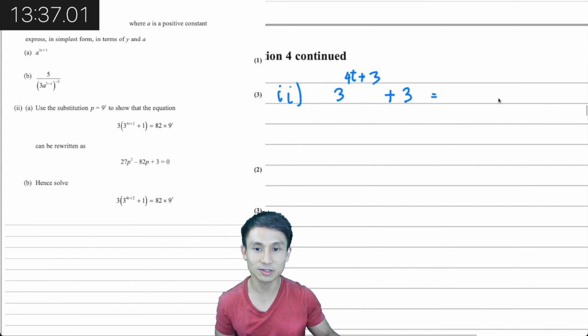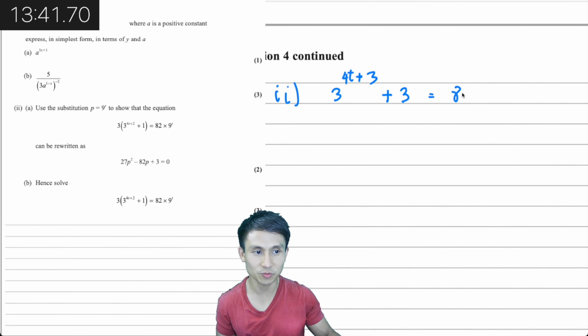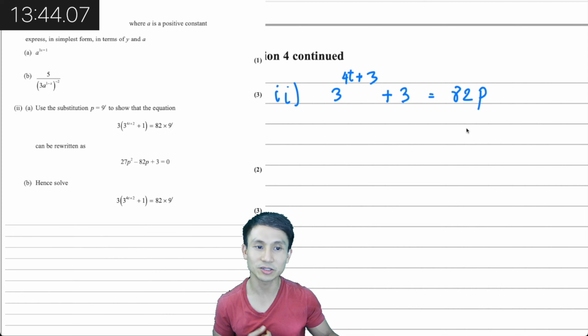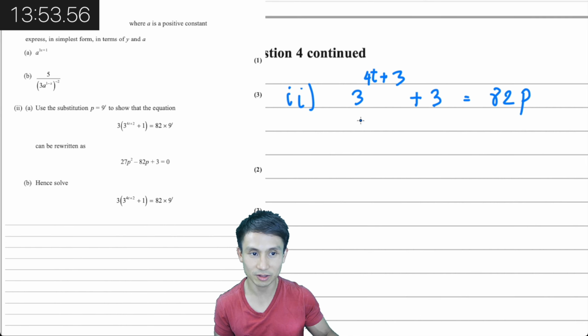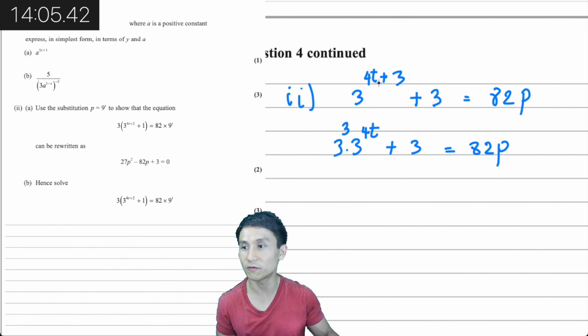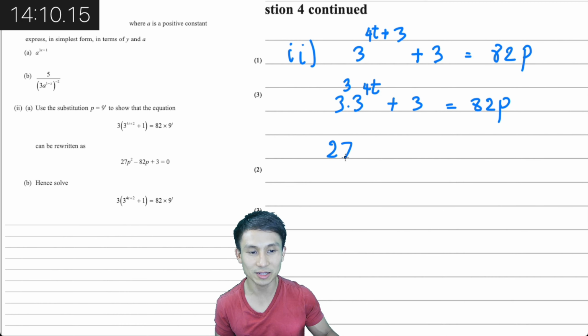And this part is also a 3, because you're multiplying in. And what about this? This is 82, so we have 82p, I guess. We can change that already. Now, what about this? So we simplify a little bit. So we have 3 to the 4t times 3 to the 3 here, plus 3 equals 82p. I'm just using a law of indices to split the powers like this. And 3 to the 3 is 27.